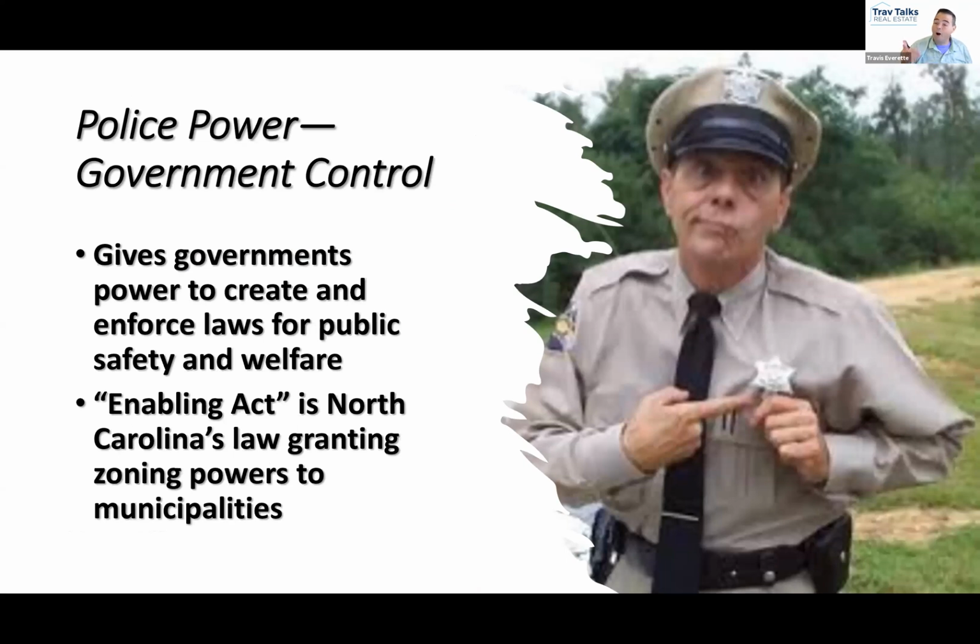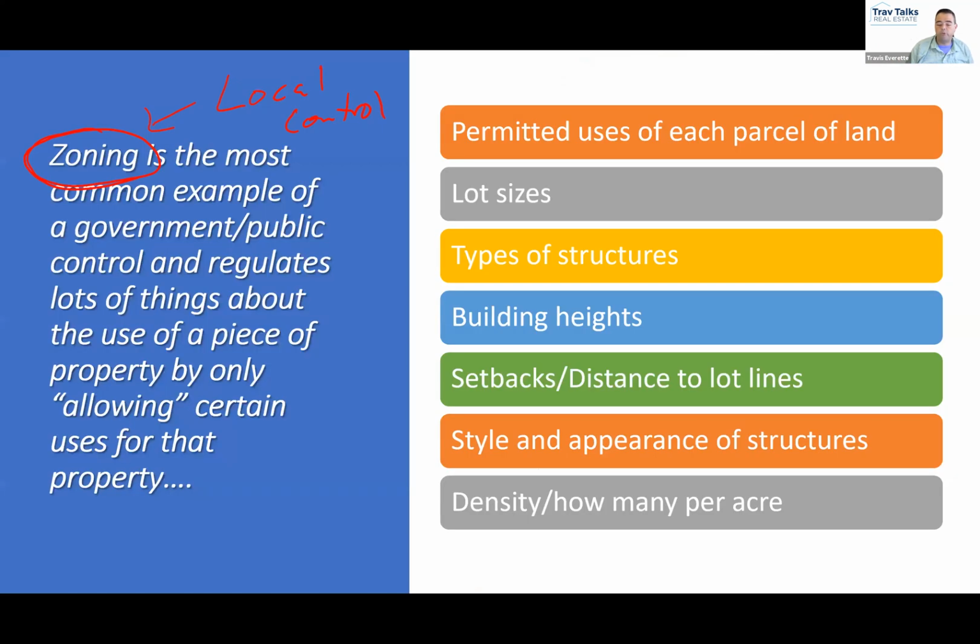Private ones are meant to only restrict that one piece of property or all of those pieces of property that are in the same subdivision. But public land use controls are supposed to hit everybody equally. So zoning is the most local version of all control. Zoning is the one where we step back and we say, okay, what does my local city have to say about how I use this property? And the truth is, that could be a lot.